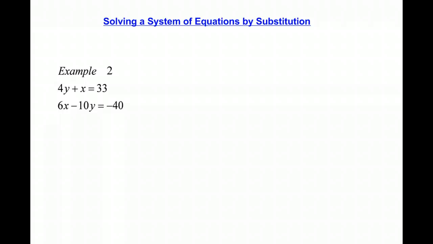In this case, it looks like the variable easiest to isolate would be the x in the top equation. Pretty much any time there's a 1 or a -1 for a coefficient of a variable, that's the easiest variable to isolate. So I'm going to isolate the x in the top equation, and the way I'm going to do that is by bringing the y term over to the other side. So it'll equal 33 minus 4y, because the way we get the 4y over is actually by subtracting.